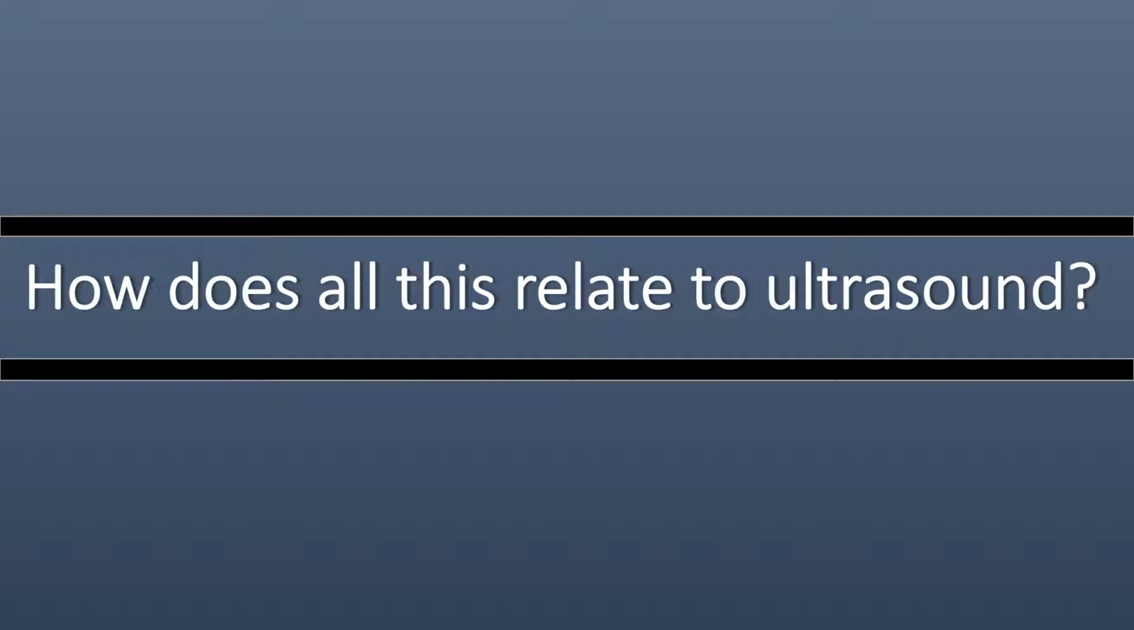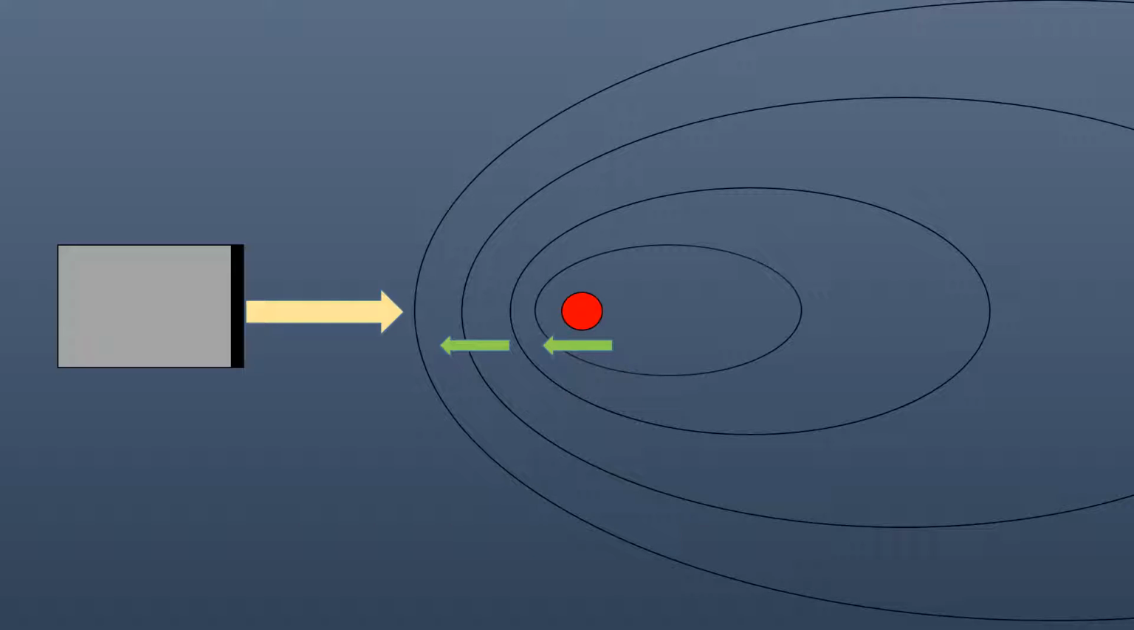So how does any of this relate to ultrasound? In this situation, we have a transducer that's emitting a frequency. As that frequency enters the body and interacts with a red blood cell that happens to be traveling toward the transducer, as the sound intersects with the movement of the red blood cell, an echo is produced and transmitted back to the transducer.